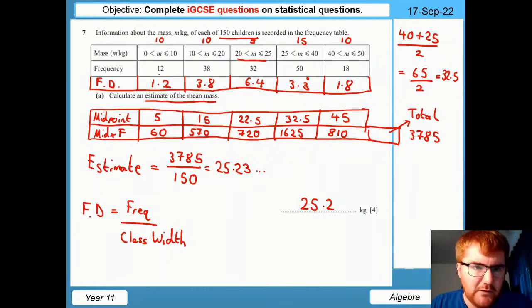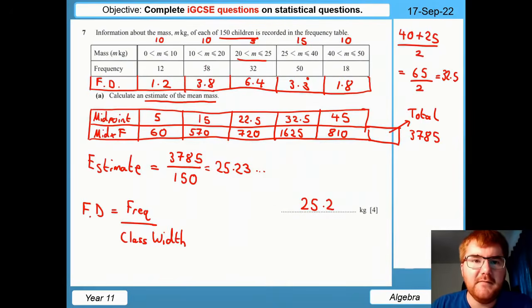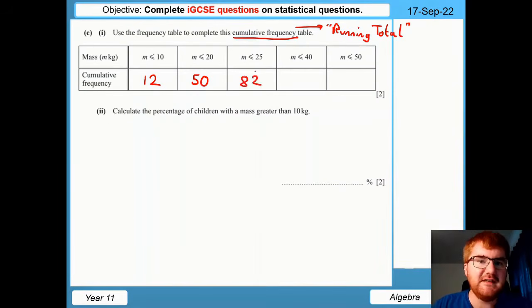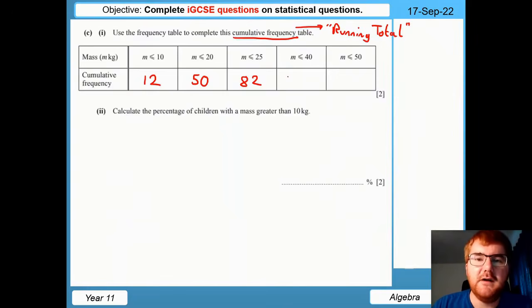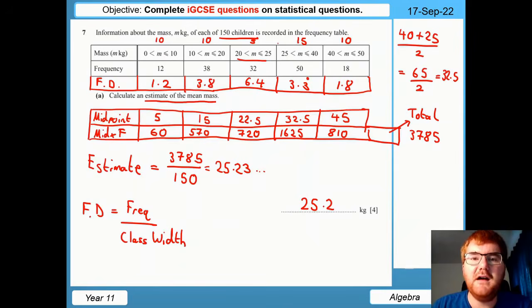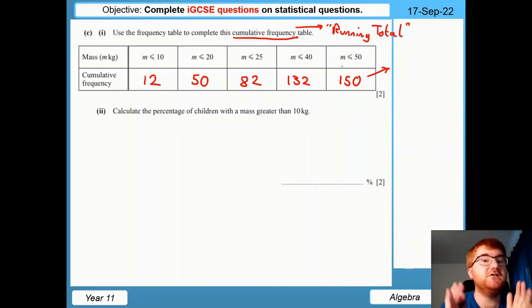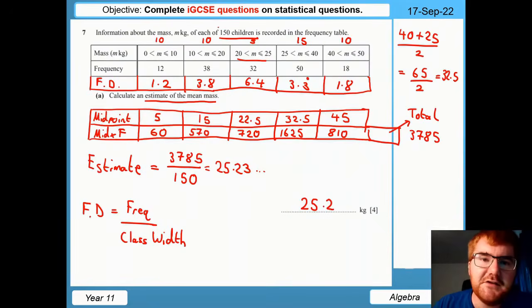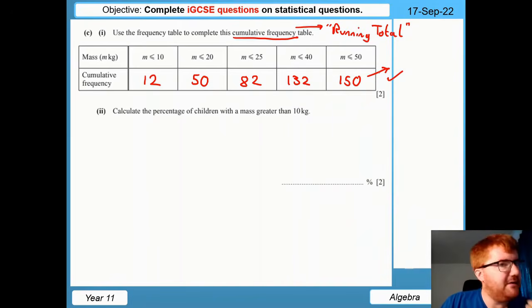What do I mean by this? Well, 12 plus 38 is equal to 50. So the next one will be equal to 50. Then we've got our 50. We add on 32 to it. That gives us 82. So we just keep adding these results on. Then we've got 82 plus 50. That's equal to 132. And then the last one, 132 plus 18 is 150. And a really good double check to do here is this number should be equal to the total frequency. If we go back, the total frequency is 150, so we've got a good chance of this being the right answer.